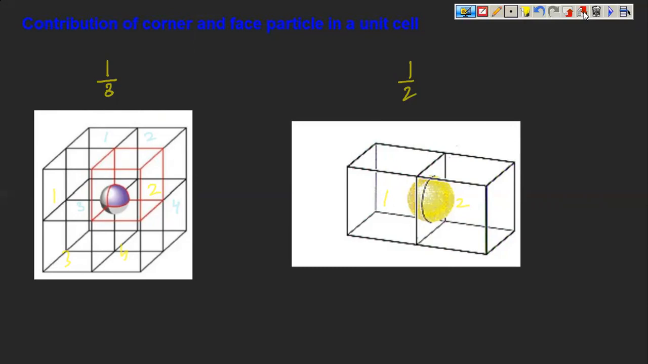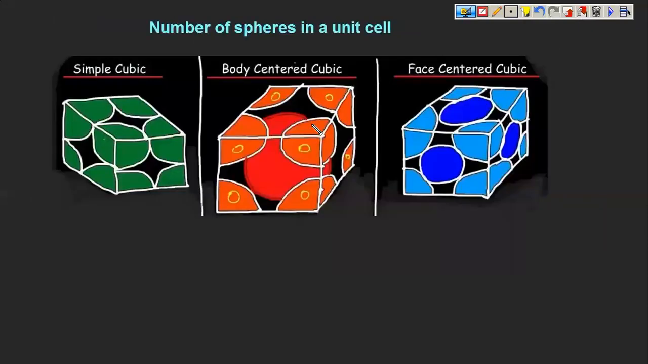Now we'll calculate the number of particles in one unit cell: simple cubic, body centered cubic, face centered cubic. We know very well that a simple cubic cell has particles only at corners, and the corner particle has 1 upon 8 contribution. The total number of corners in one unit cell is 8. There are 8 corners, and the contribution of each corner in the unit cell is 1 upon 8. So the total number of particles becomes 1.